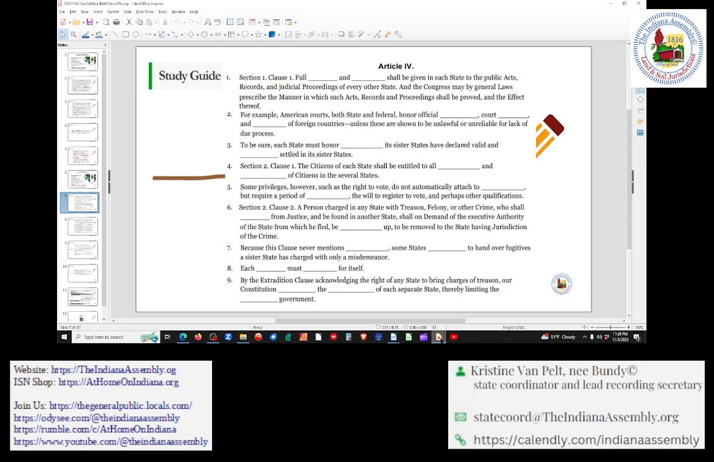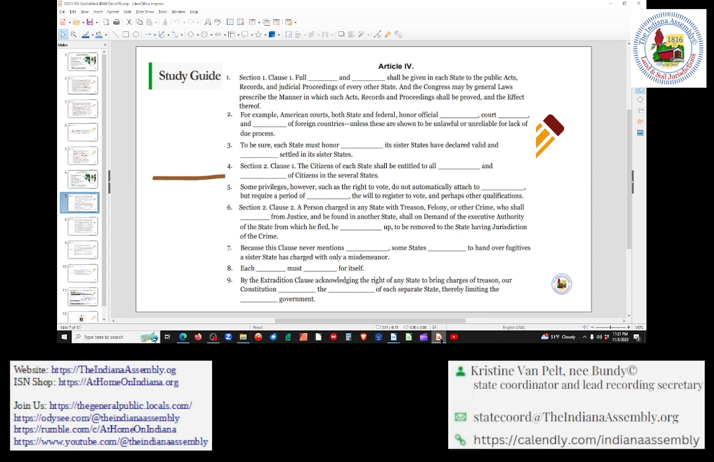All right. So, Article 4, Section 1, Clause 1, full blank and blank shall be given in each state to the public acts, records, and judicial proceedings of every other state. And the Congress may, by general laws, prescribe the manner in which such acts, records, and proceedings shall be proved, and the effect thereof. Number 2. For example, American courts, both state and federal, honor official blank, court blank, and blank of federal countries, unless these are shown to be unlawful or unreliable for lack of due process. Number 3. To be sure, each state must honor blank. Its sister states have declared valid and blank settled in its sister states.